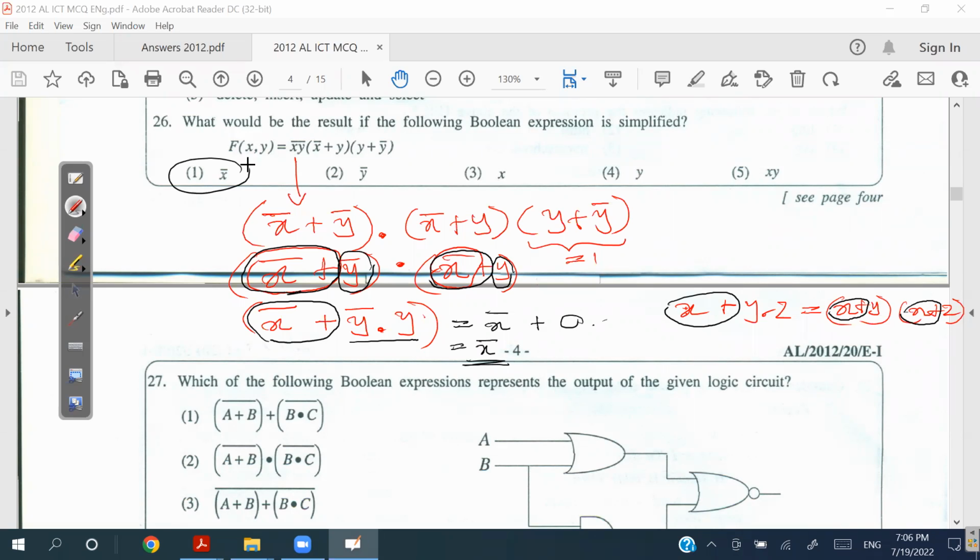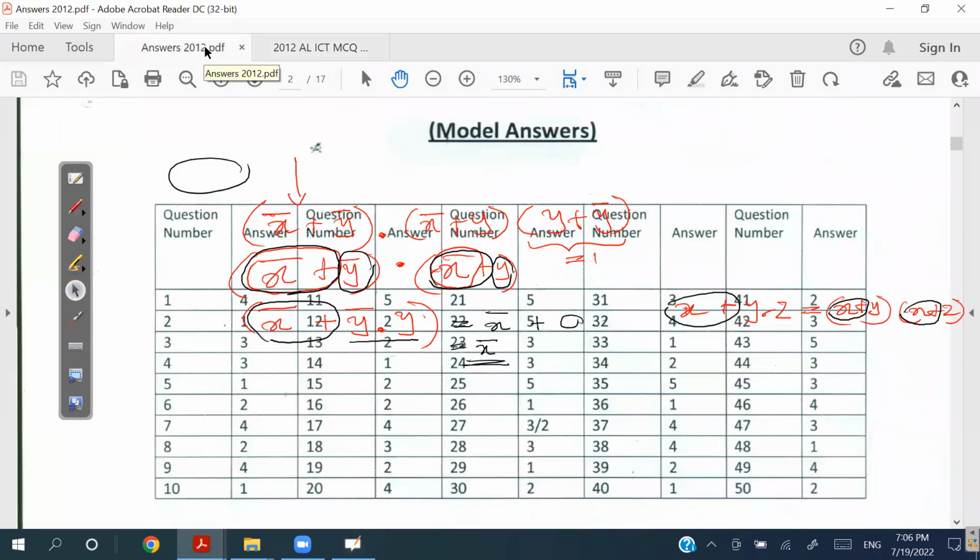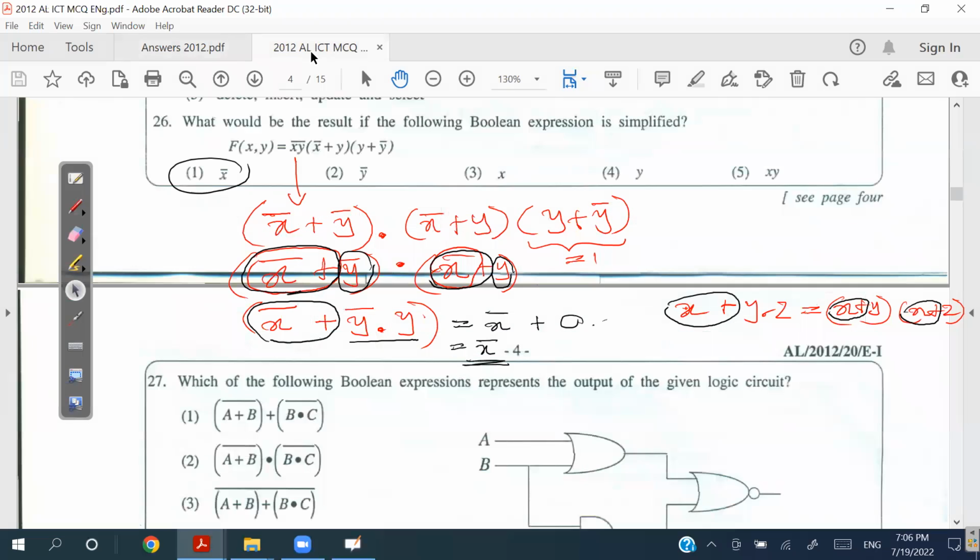Right, so let's check the answer for the 26th. Yeah, it's the first one. People, is it clear, the simplification? Okay. So if you want to write it down, I'll give you a minute. So write it down.